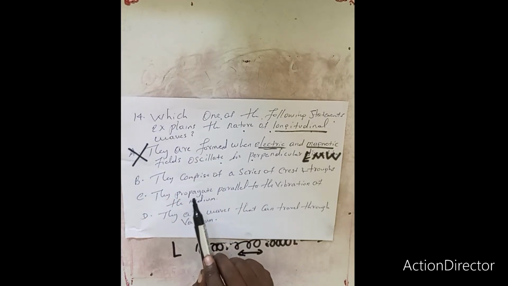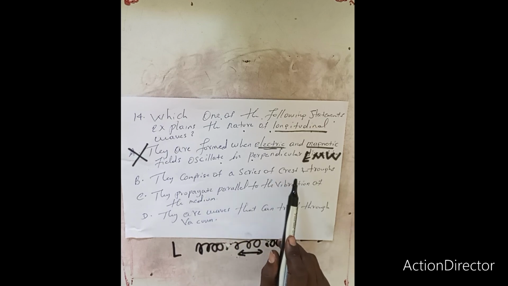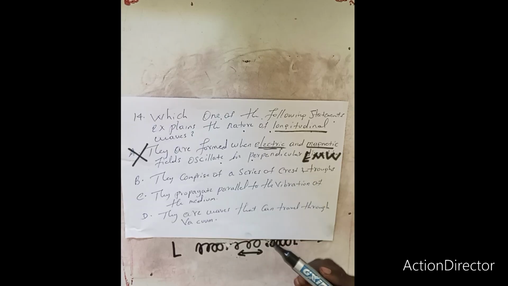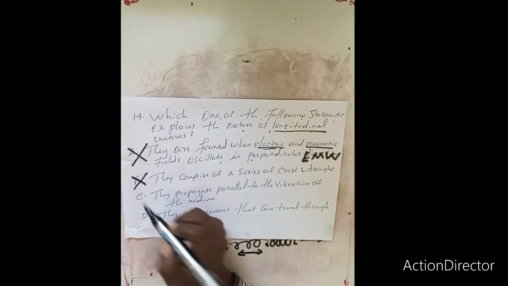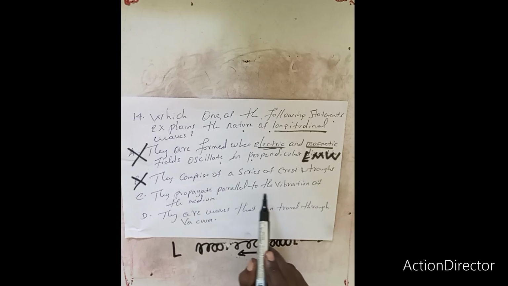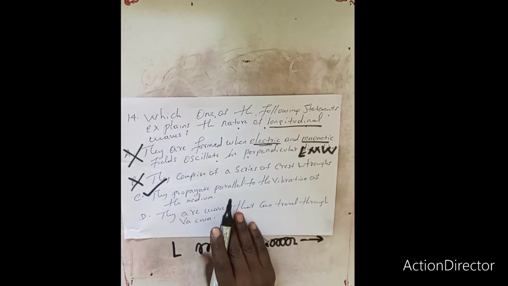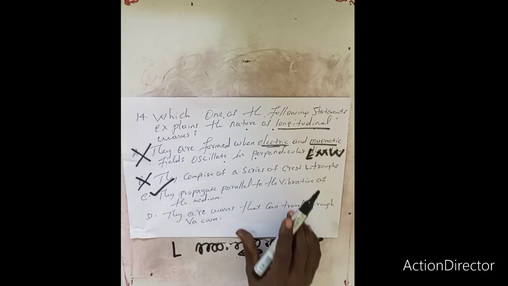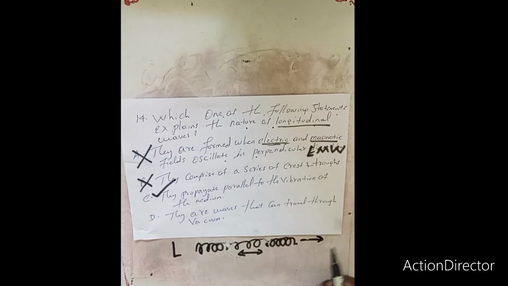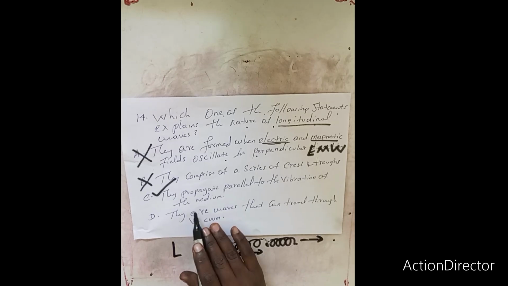B, they comprise of a series of crest and trough. No, this is for transversal wave, so it is not the answer. They propagate parallel to the vibration of the medium. That's correct. Propagation as well as the vibration are parallel to each other. This is the direction of propagation and this is the direction of the vibration. Therefore, C is the correct answer.